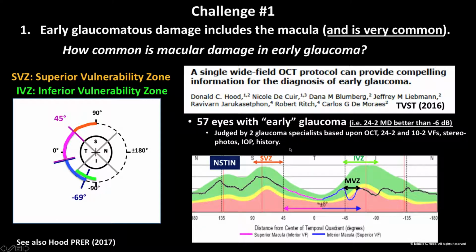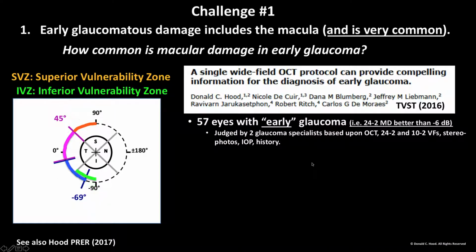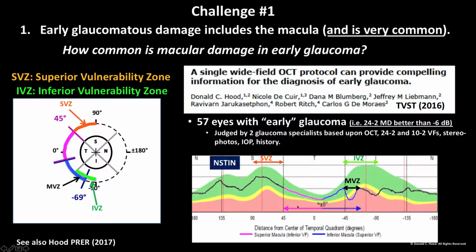We then took the 57 in a more recent study, and let's first take the superior vulnerability zone, which is right here. This is now an end-stent plot. Is this eye thin there? We're going to use thinning, meaning dipping into the red. Well, no, it's not. What about the inferior vulnerability zone? That's over here. Yes, it is affected. What about the macular vulnerability zone? Again, yes, it's affected.